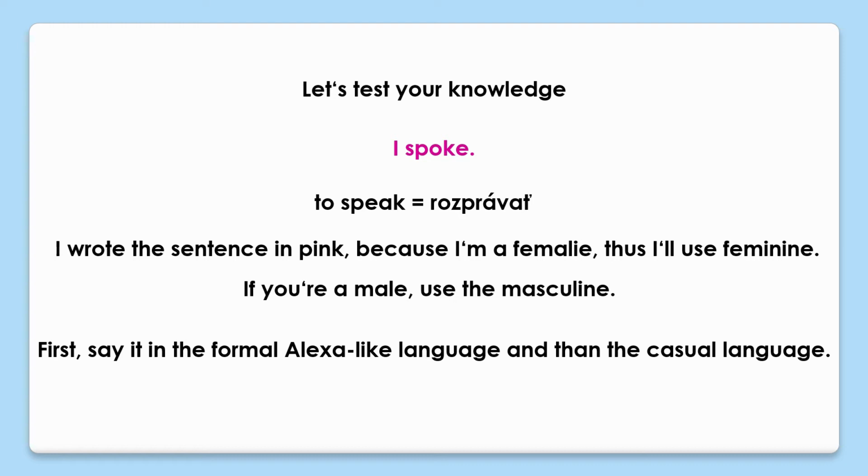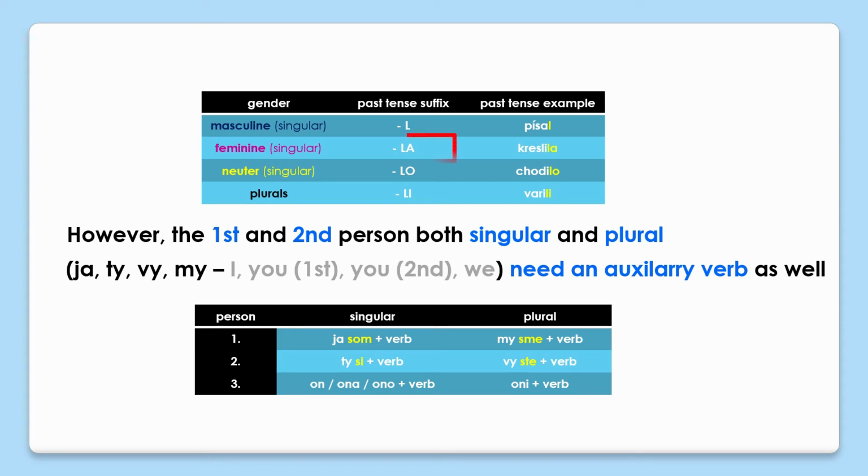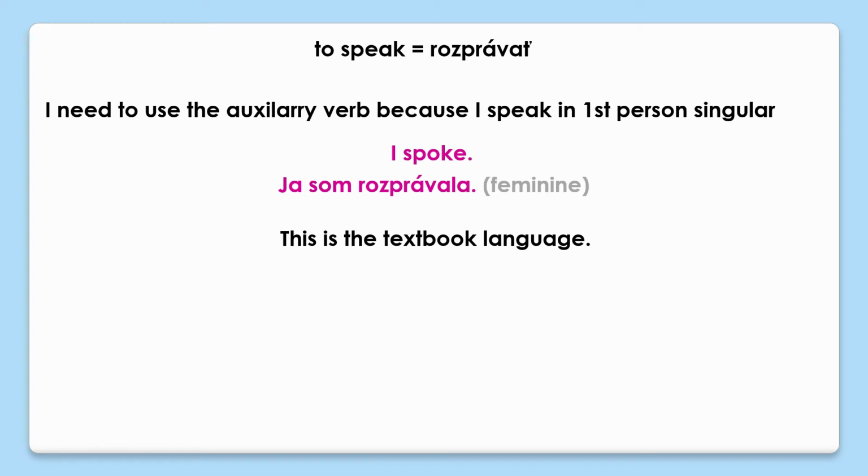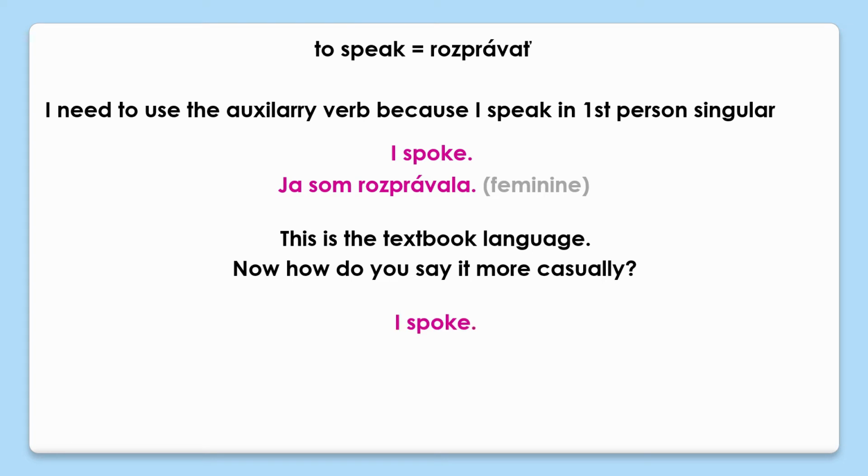And first, let's use the Alexa voice. And then let's use the casual language. So, I'm using feminine. I'll use the suffix la. And I need to use the auxiliary verb som. Therefore, I spoke is ja som rozprávala in feminine. This is the Alexa voice, but if I want to say it more casually, I say rozprávala som.